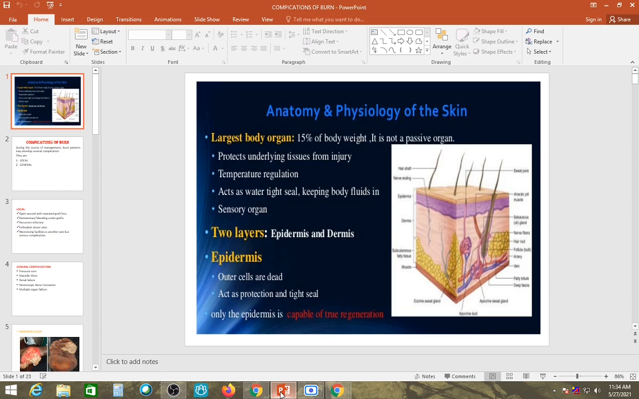And we have two layers, epidermis and dermis. The epidermis is the outer layer of the skin, acting as protection and a tight shield for the body. Only the epidermis is capable of true regeneration. Sorry, this slide is not very clear, but you can see the epidermis in violet, then the light brown is the dermis, and the yellow part is the subcutaneous tissue. Then the lower part is the muscle, and the hair root is present here. If you know the anatomy and physiology of the skin, you can easily assess in burn patients how deep the burn is, and what the stages are.